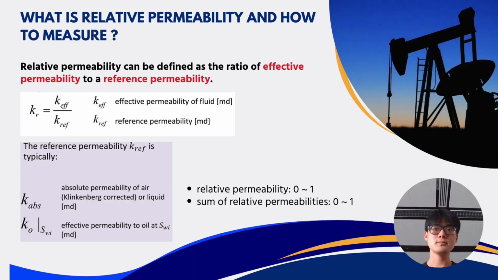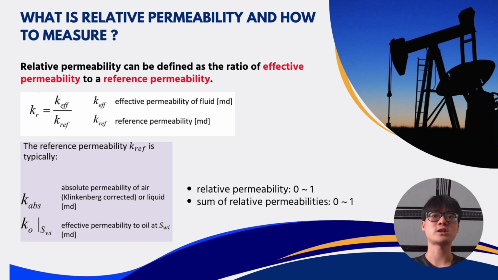Thank you. I'm going to discuss the relative permeability, K relative. Before that, what is absolute permeability, K absolute, and effective permeability, K effective? K absolute is the measure of the capacity of the rock to transmit a single fluid, while K effective is the permeability to each phase in the rock where more than one fluid is present. The relative permeability is the ratio of K effective to a reference permeability, K reference, which is usually the K absolute of air or liquid.